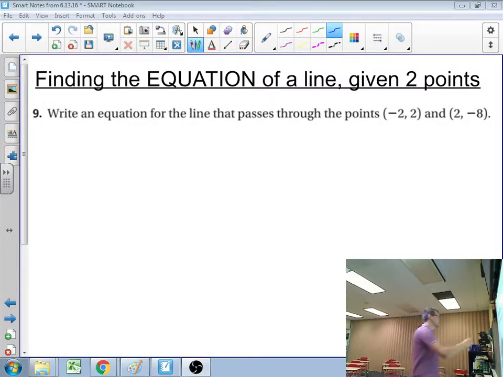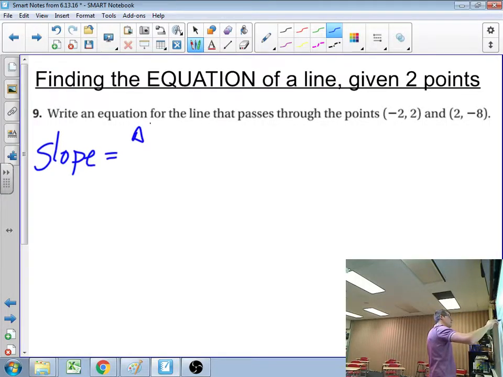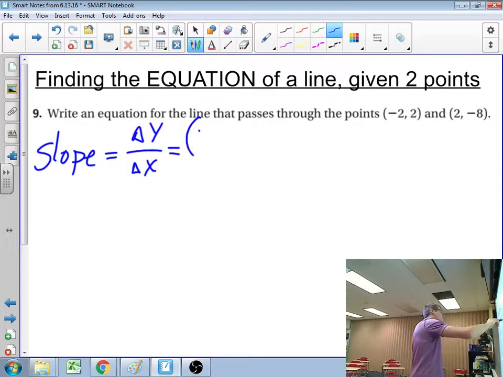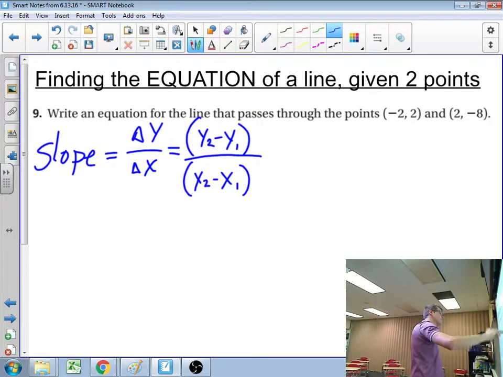So first thing we have to do is figure out the slope. So we're going to say that slope we know is the change in y over the change in x. So we just write delta y over delta x. If I do the whole formal process, it'll be y2 minus y1 over x2 minus x1.